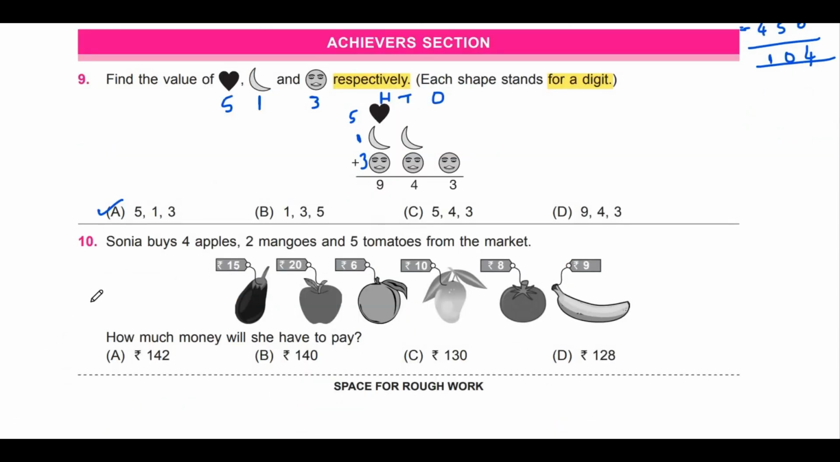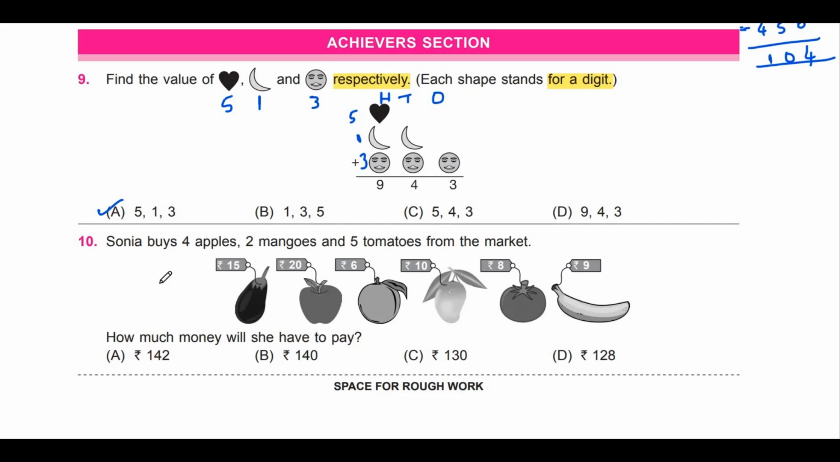So now let's see the 10th question for today. Sonia buys 4 apples, 2 mangoes and 5 tomatoes from the market. So the value of all the vegetables and fruits are given. We have a brinjal or the eggplant for rupees 15, apple for rupees 20, and this is an orange, this is for rupees 6, mango for rupees 10, tomato for rupees 8 and banana for rupees 9. How much money will she have to pay? So now we have to find the amount of money which she has paid.